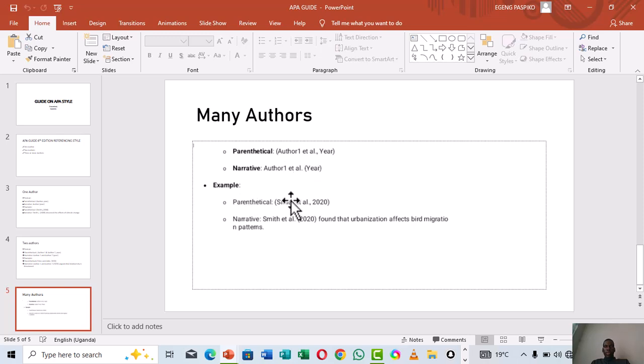Like, for this example, you have Smith et al., 2020. And we see now in the narratives we already have the year in a bracket, and you put what is the main point of focus that he has been talking about in the work, like his article or the journal that he has written.